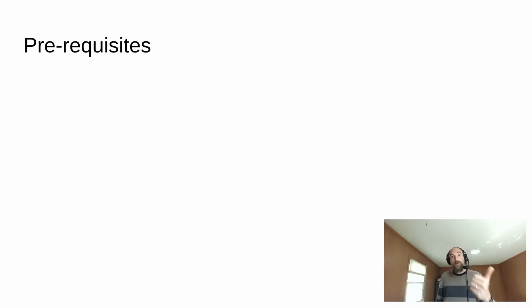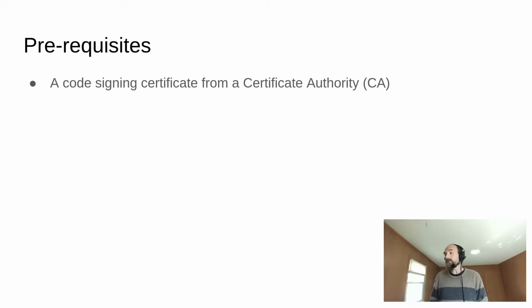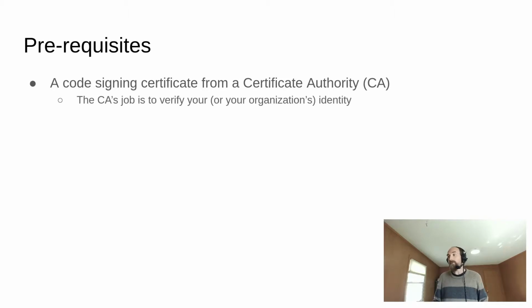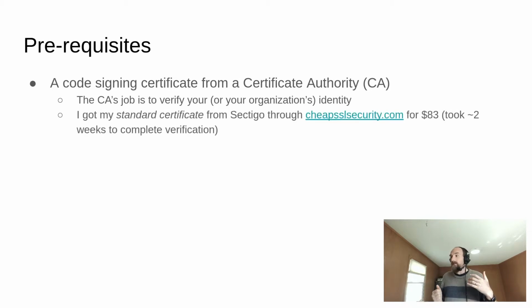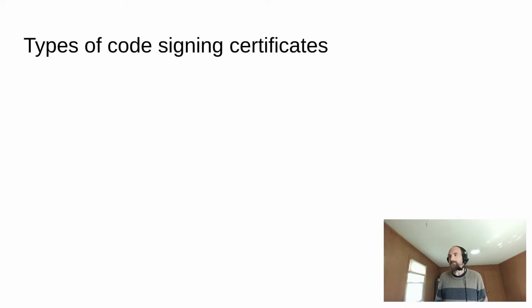So there's only one prerequisite. That is a code signing certificate from a certificate authority. A certificate says that the person signing this application is this particular person or organization, and the certificate authority's job is to verify that you actually are you or represent your organization. I am not necessarily endorsing them, but just as a point of comparison, I got my standard code signing certificate from Sectigo through cheap SSL security for $83, and it took about 2 weeks, a little over 2 weeks, to complete verification. So there are two types of code signing certificates.